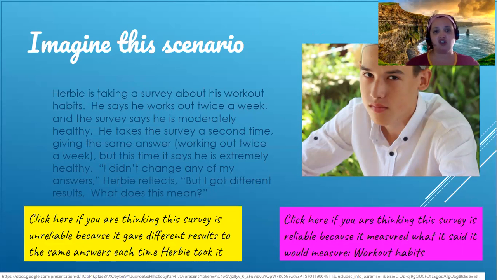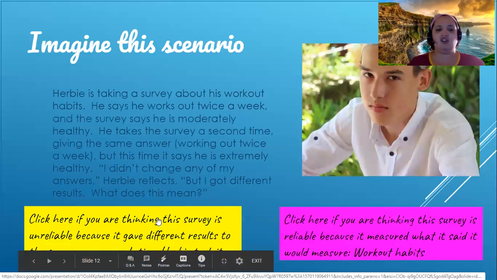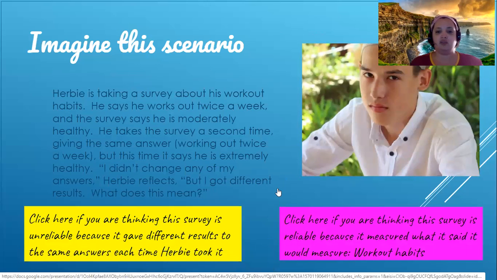So same answers first time as second time. And Herbie's like, well, I didn't change any of my answers, but I got different results. What does this mean? So click here in the yellow if you're thinking the survey is unreliable because it gave different results to Herbie without him changing his answers. And click here, pink, if you are thinking the survey is reliable because it measured what it said it would measure, workout habits.